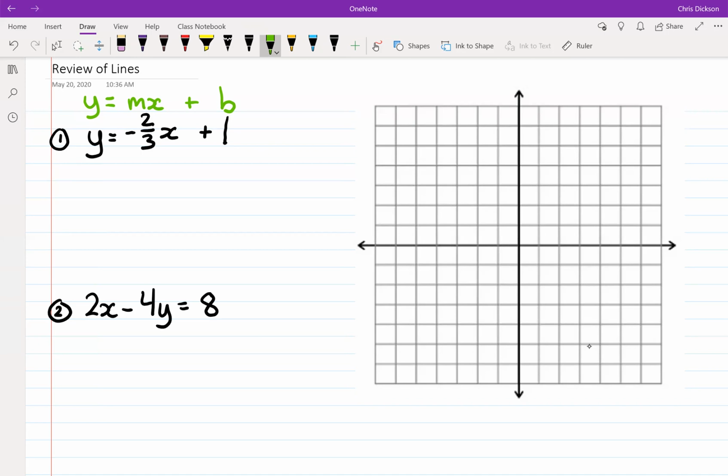So my b value here is 1, and 1 will be the y-intercept. Now don't get this confused with the x-intercept. We actually don't know what the x-intercept is right now just by looking at that equation. I mean, it could be 1, but we really don't know. We'd have to do some calculations. And the m value, and I wrote this where the negative comes in front, because remember, m is the slope.